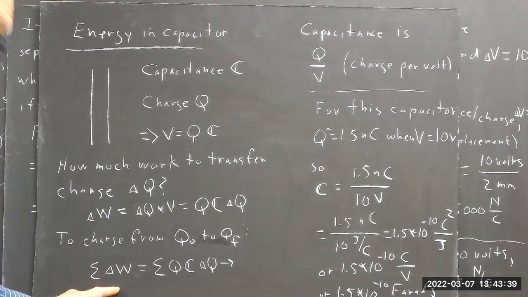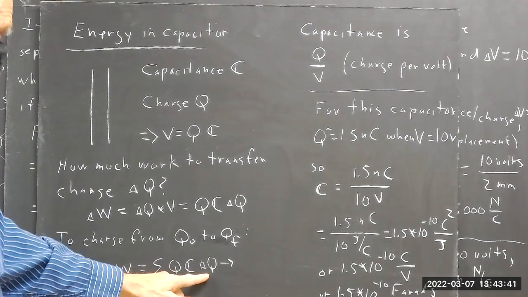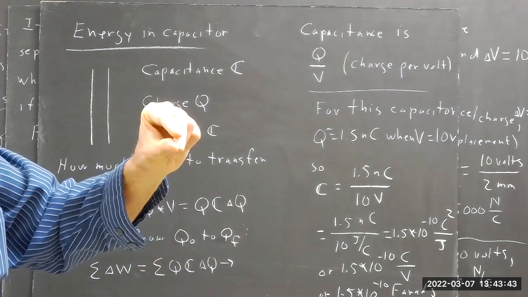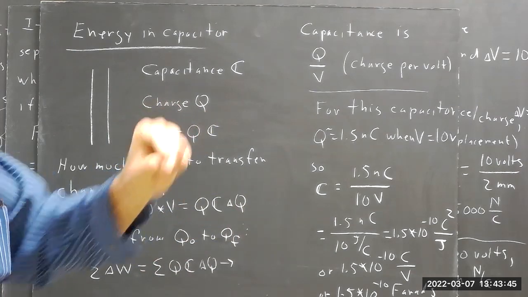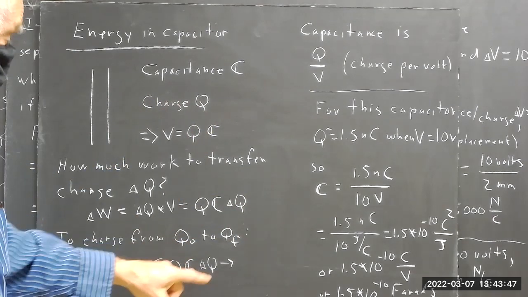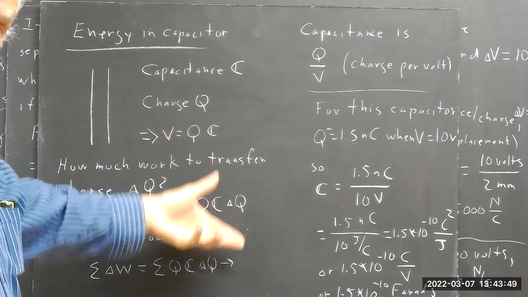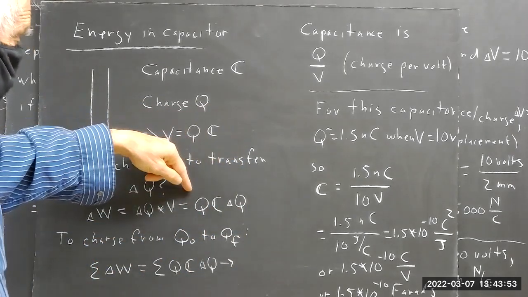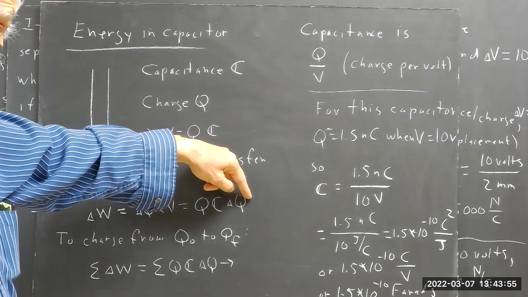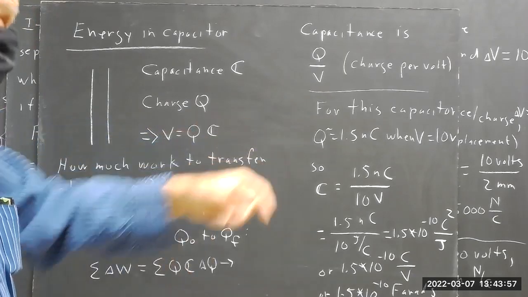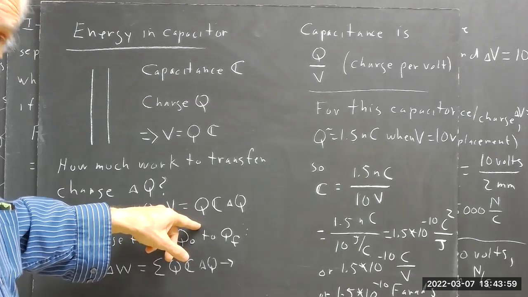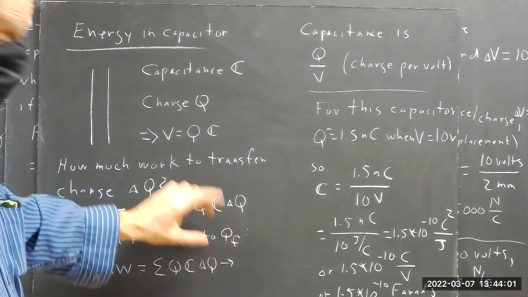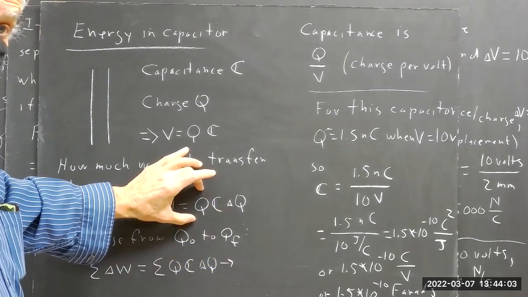Let's say that the sum of your work contributions, you move one tiny charge delta Q at a time. You start at charge Q naught, and the work you do for that first delta Q is going to be Q naught over C times delta Q. The next one is going to be Q naught plus delta Q over C times delta Q. In other words, this charge keeps increasing.